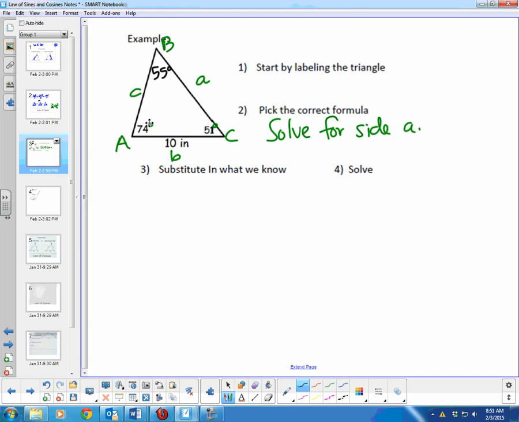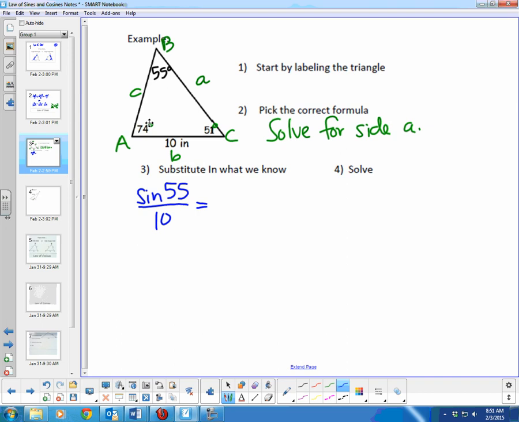Now look at the triangle that we have. Do we know a pair of an angle and its side? We know angle B and side B, right? So that's the one that we want to use. We want to use the sine of angle B, which is 55, over the side length of B, which is 10. And then we're going to set that equal to the one that we're solving for.